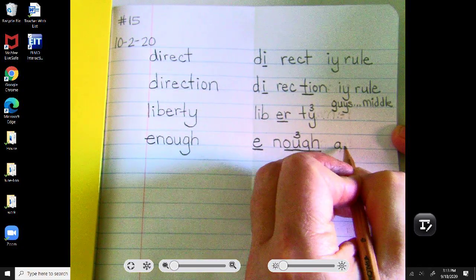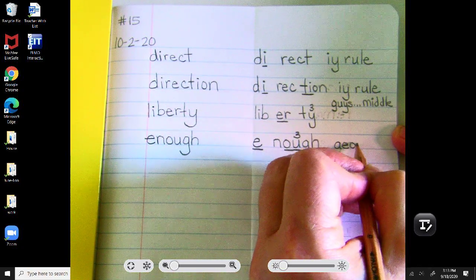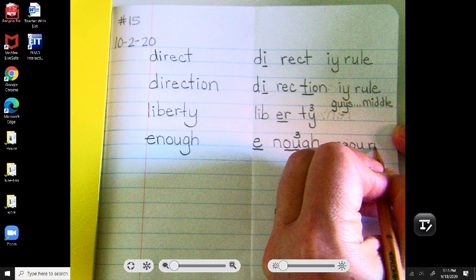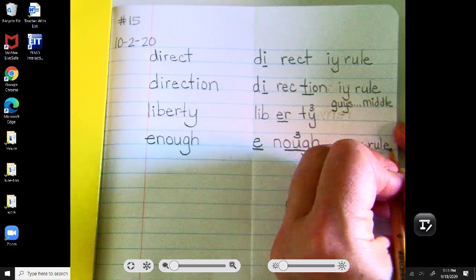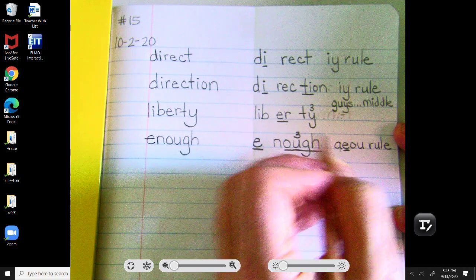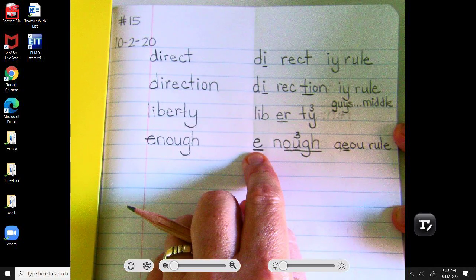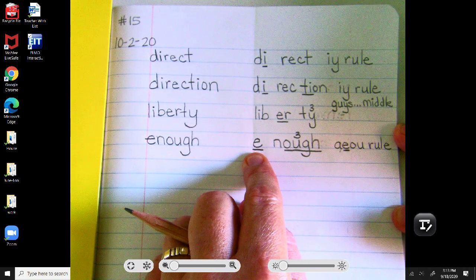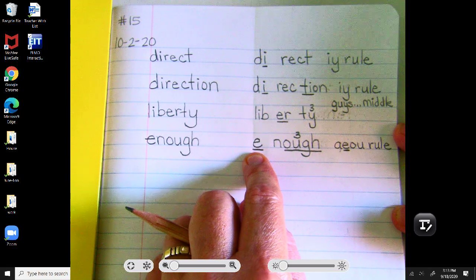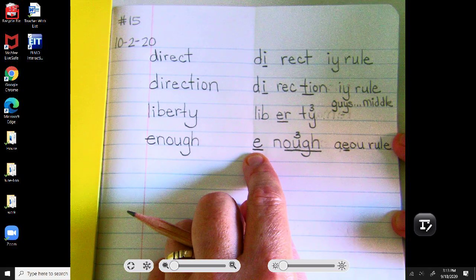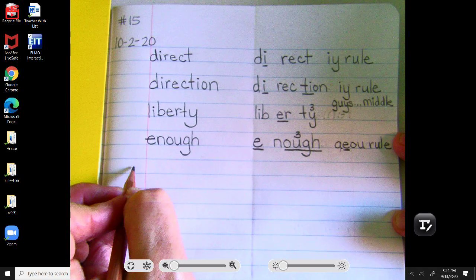Remember, if you missed it, that's okay. That's why we're checking our work. It's the A-E-O-U rule. Remember, we have an E at the end of this syllable, saying its name sound. A, E, O, and U usually say A, E, O, and U at the end of a syllable.